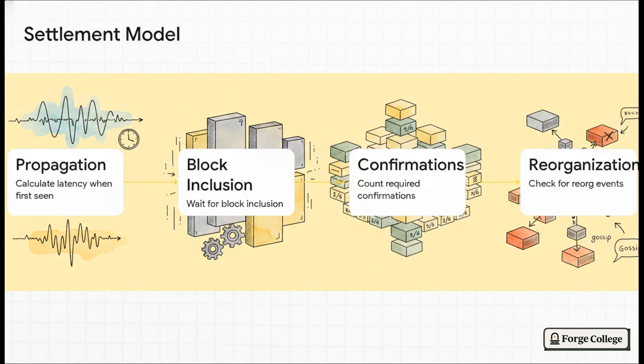Step 1, calculate the propagation latency, or exactly when the transaction was first seen. Step 2, wait for it to be included in a block. Step 3, count up the required confirmations. And Step 4, check for reorganization, or reorg, events. We literally just wait for the network gossip spread, stack the blocks, and make sure the chain hasn't been rewritten. It's highly logical and highly measurable.